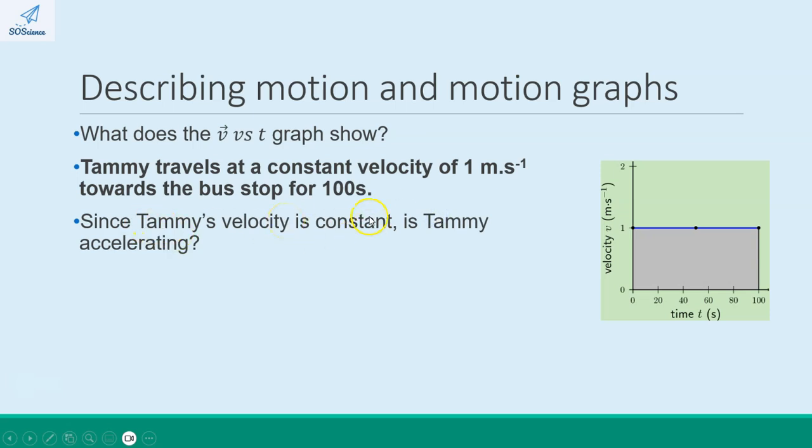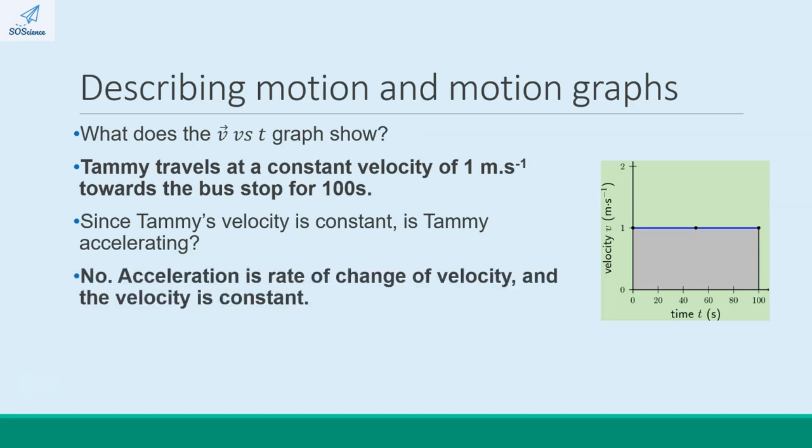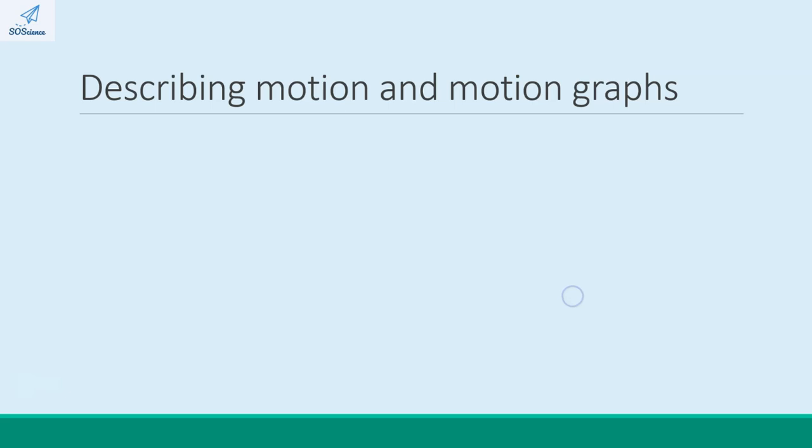Now, because Tammy's velocity is constant, is Tammy accelerating? Well, if your velocity is constant, it means that you are walking at a steady speed. You're not speeding up and you're not slowing down. So your acceleration must be 0. So acceleration, which is the rate of change of velocity, is 0 when the velocity is constant. Recall that the gradient of a velocity time graph represents acceleration. And here we have no gradient. Therefore, it represents 0 acceleration.